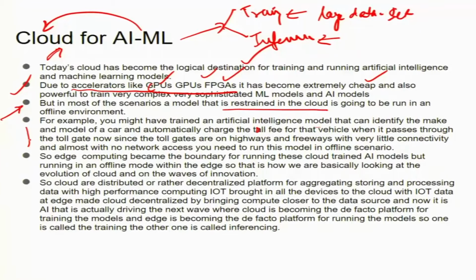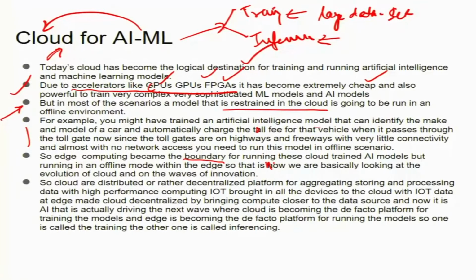This is the scenario of one such use case, where a direct connection with the cloud is not possible all the time. Yet, how are you going to use that AI and ML? So edge computing becomes a boundary for running these cloud-trained AI models, but running in an offline mode as well within the edge.